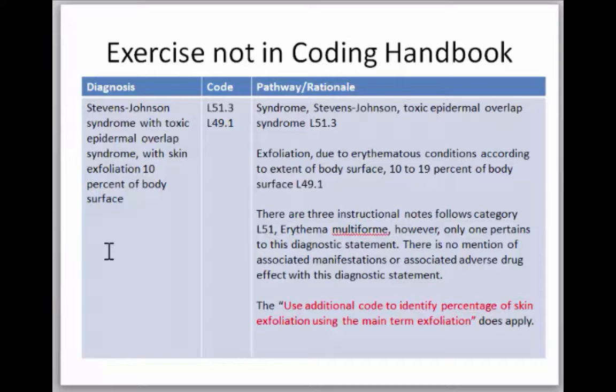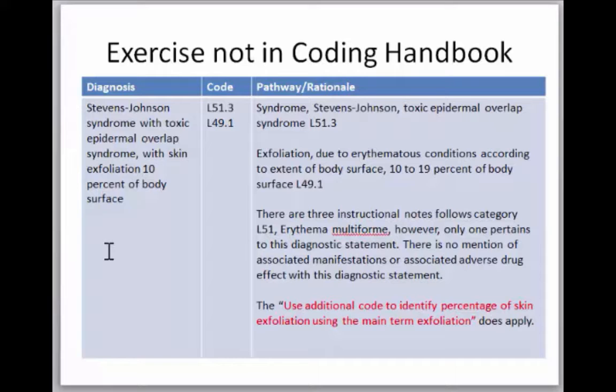Stevens-Johnson syndrome with toxic epidermal necrolysis overlap syndrome with skin exfoliation 10% of body surface. Stevens-Johnson syndrome and the erythema multiforme disorders are the saddest things. The patient just has these boil-like lesions and burns and excoriation all over their bodies, and they just suffer tremendously. In this particular one, there is an instructional note that tells us to use additional code to identify the percentage of skin exfoliation. So I wanted to make sure you were aware.